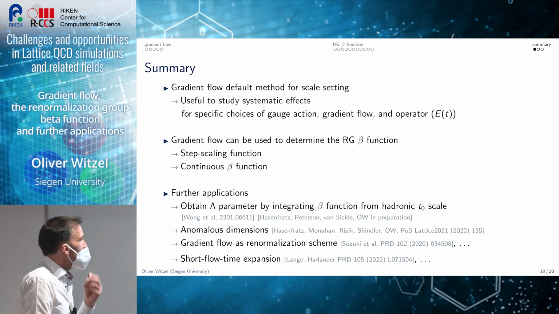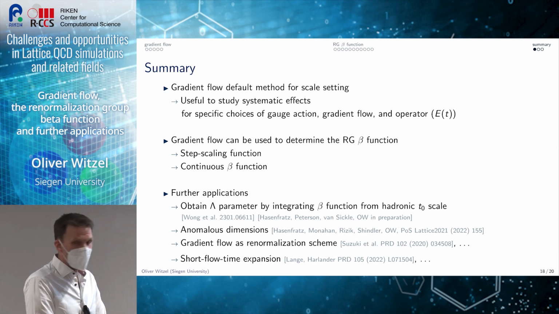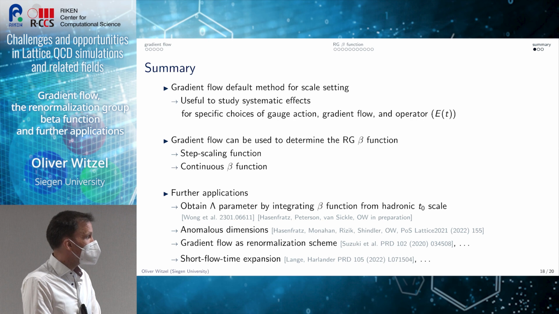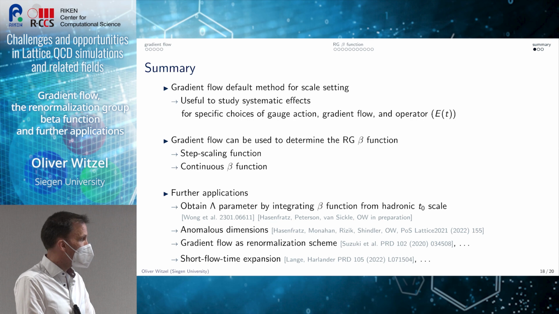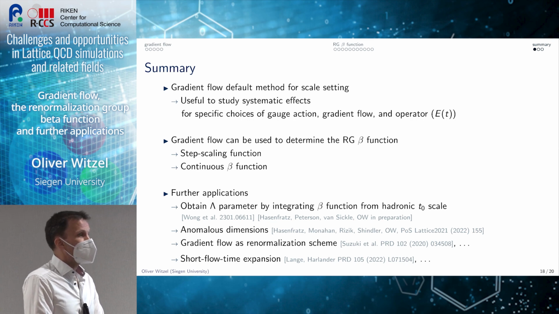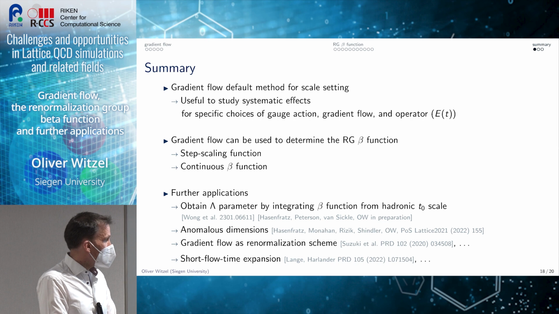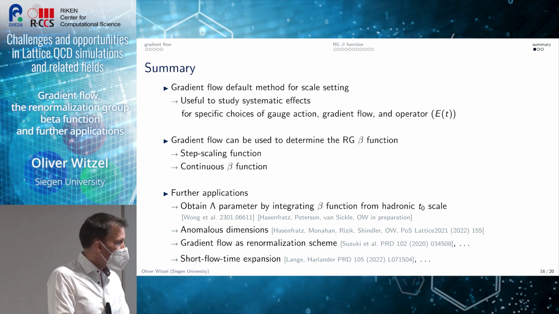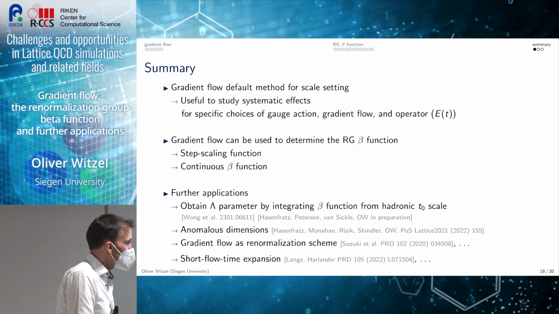Now, let me quickly summarize, or better just mention the future applications. So I mentioned the lambda parameter. The next big thing we are trying to get finalized is looking at anomalous dimensions. So there we are using the fermion flow and study how different 2-point functions evolve to extract the anomalous dimensions. And that scheme is very close to what, for example, Suzuki et al. have been doing to use the gradient flow as a renormalization scheme. And that is typically related to the short flow time expansion. And there we are talking to Robert Harlander and others.